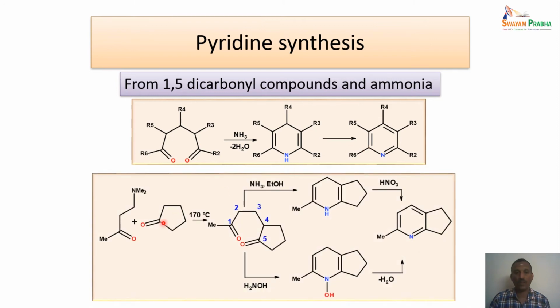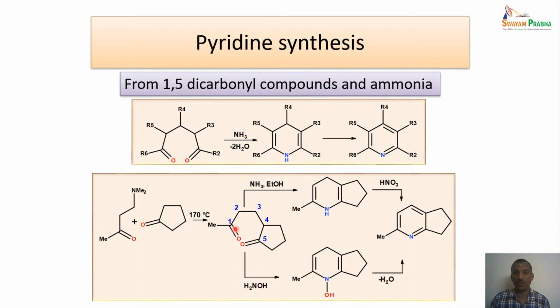We also have another reaction in which an amino ketone is reacted with the cyclic carbonyl compound, that is cyclopentanone, at 170 degrees. So this reaction gives a condensed product, and this on treatment with ammonia and ethanol gives the dihydropyridine derivative, which is further oxidized to the final pyridine derivative as shown here. The same can also be effected by treatment with hydroxylamine.